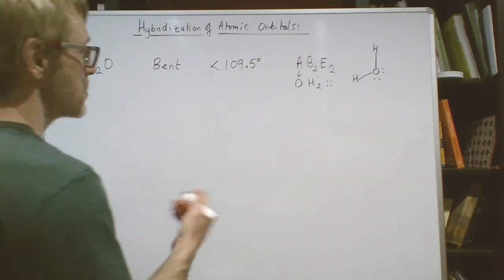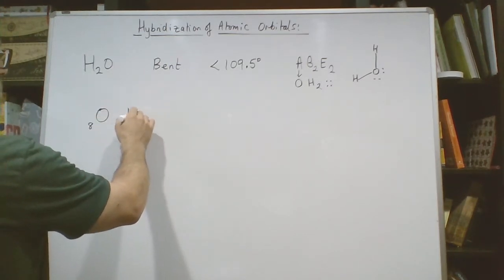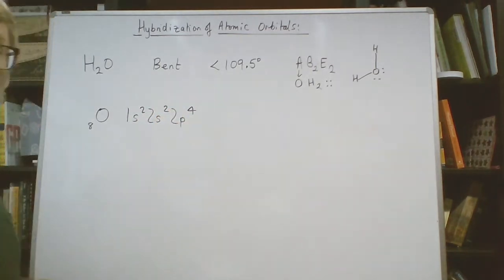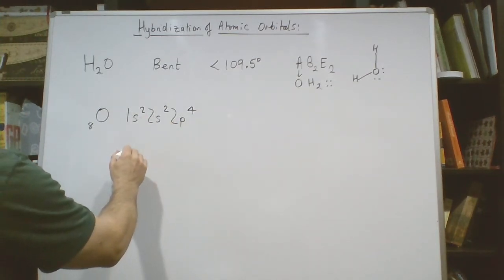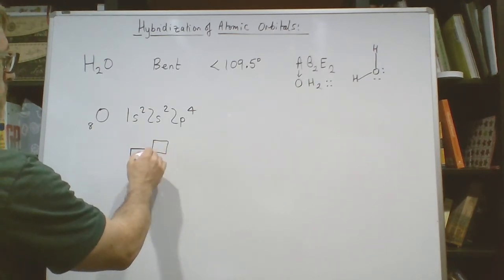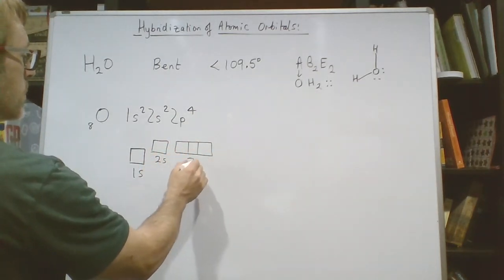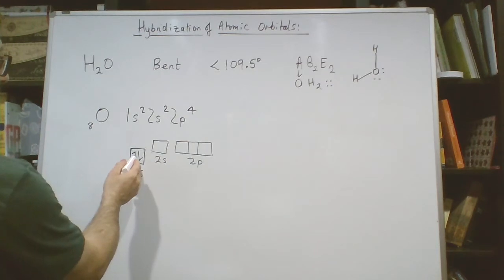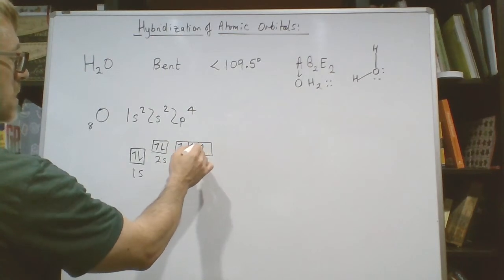So how can hybridization theory explain this? Let's look at the central atom oxygen. That's 1s2, 2s2, 2p4. That's the electron configuration of oxygen with its 8 electrons: 2, 4, 8. We'll draw the orbital diagram: 1s, 2s, 2p. We'll follow Hund's first rule and Pauli exclusion to fill these orbitals.